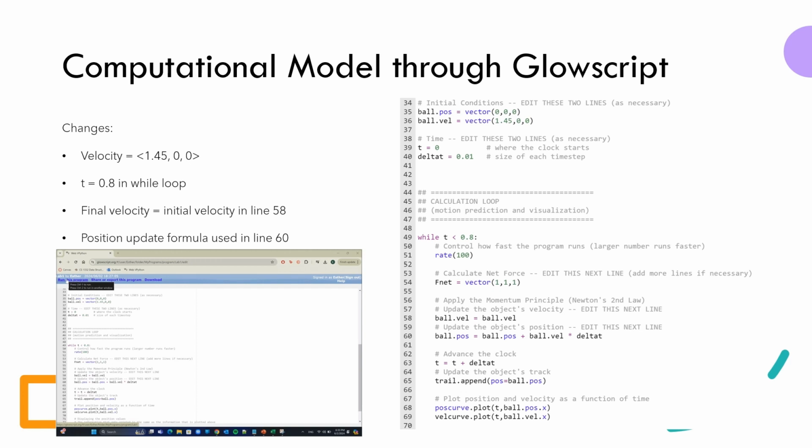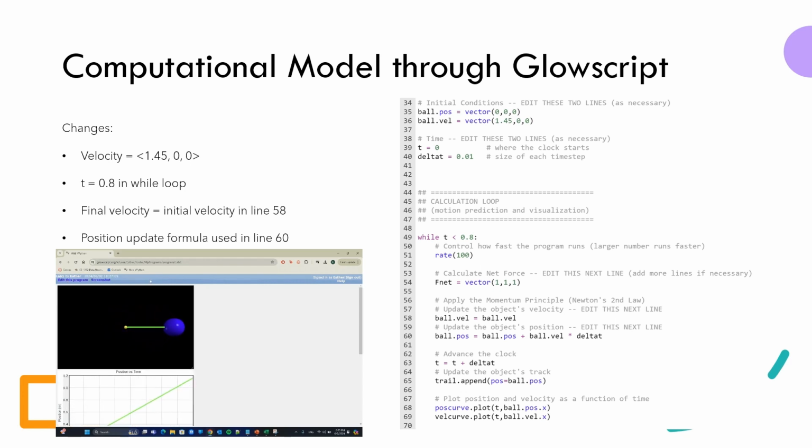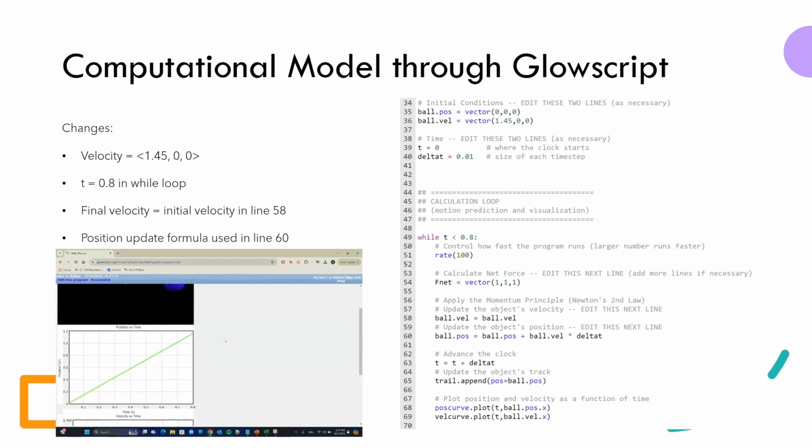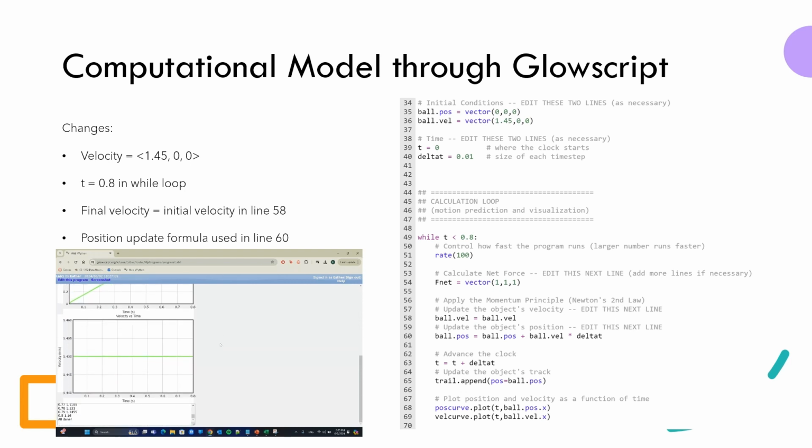The time is going to be 0.8 seconds in the while loop because that's how long it took. The final velocity is equal to initial velocity, as we saw for F net equal to 0. The position update formula was used in line 60 to update the position every single time during the while loop. This is the video when you run the code. As you can see, the graph is linear as it should be, and the velocity is constant, staying as a line.